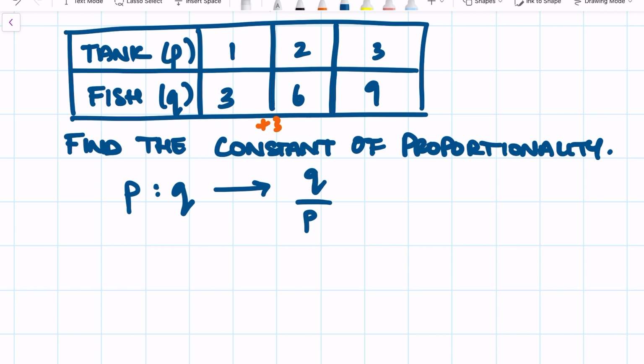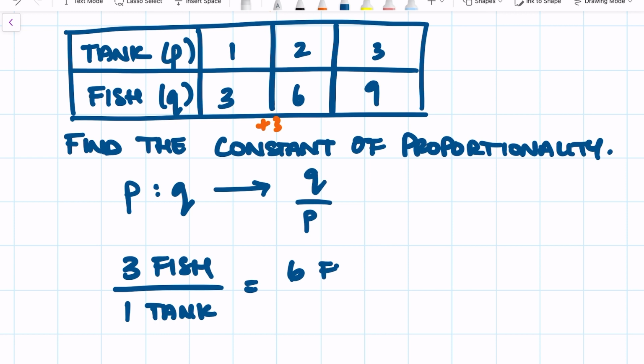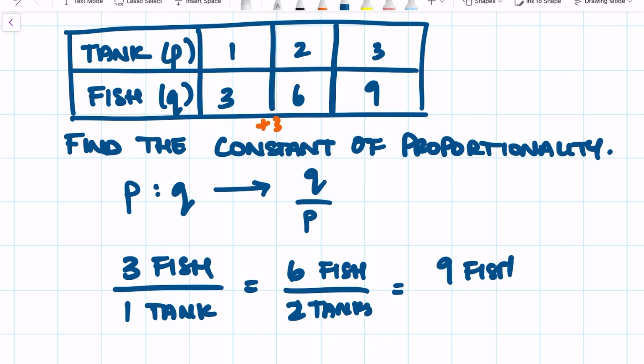So we could say that for every 3 fish, you're going to get 1 tank. So go ahead and copy this down as well. And that is equivalent to the next number, which is 6 fish that you will find resting in 2 tanks. And that leads to the third one, which is 9 fish that you will find resting in 3 tanks.